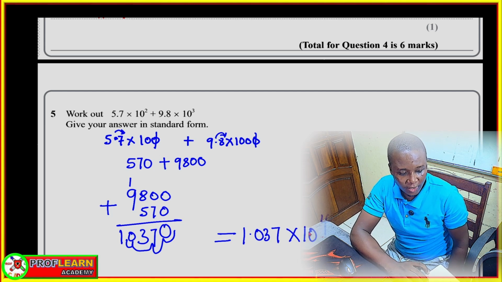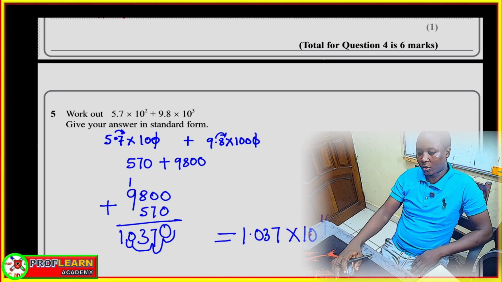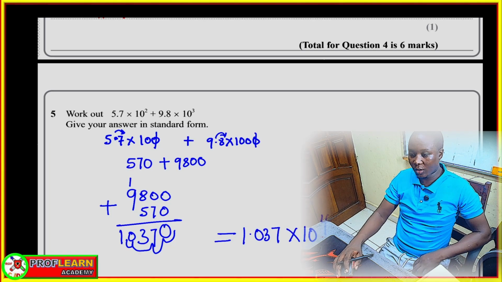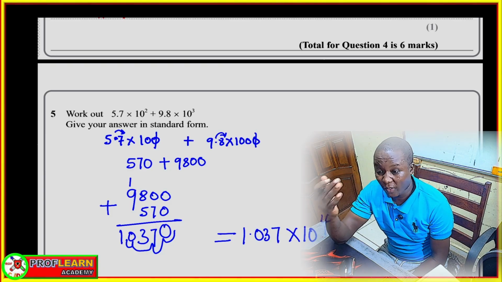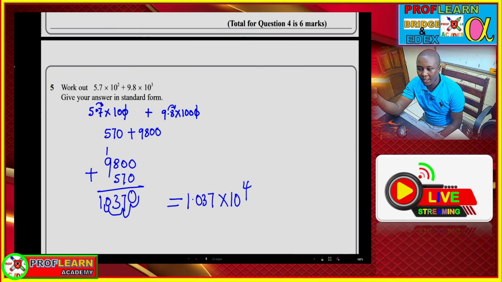So if you are given a question like that, that is exactly what you are supposed to do, because the first thing that you need to do is to convert that number to an ordinary number. Then once you've converted to an ordinary number, you add or subtract depending on what you are told in the question. Then from there you can convert back to standard form.